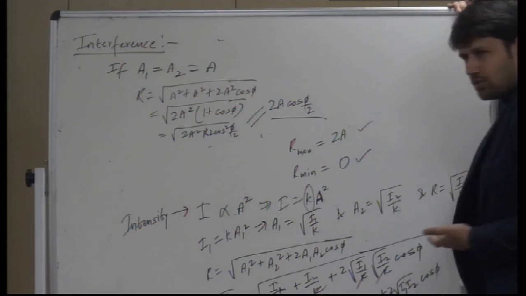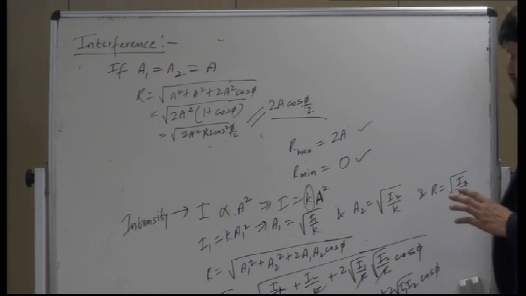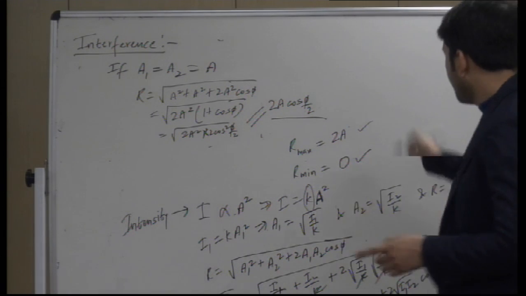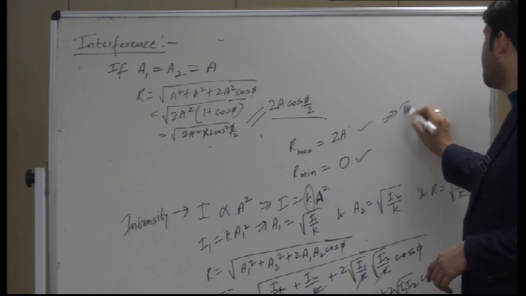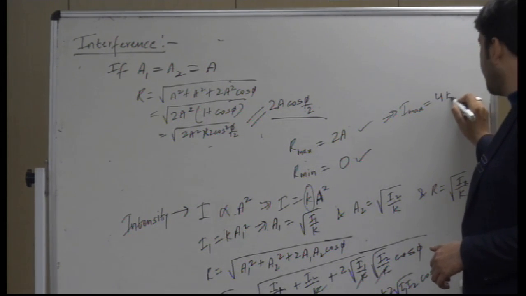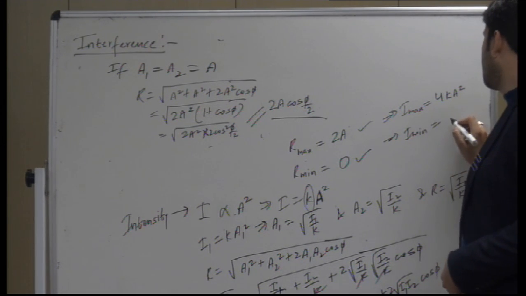Am I going too fast? Okay, workable. So the resultant intensity now becomes this. And for this kind of scenario, you can understand maximum intensity would become 4Ka square. The minimum intensity would become 0.